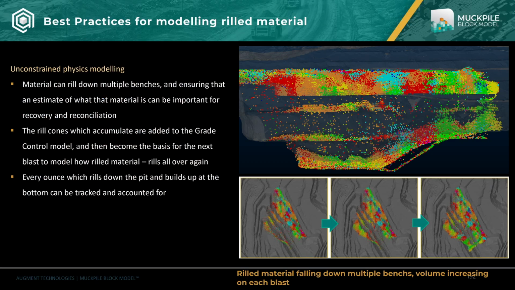But one of my more favorite examples of this advanced functionality is rilling down a pit. This example is actually showing you where material has fallen over 60 meters down through 4 benches, and it actually had to happen consistently. This is in a larger pit where decisions were made decades ago that kind of forced this to happen. It's really not ideal. No one would have planned for this, but nonetheless, you can see in the 3 plots at the bottom, with each subsequent blast we're able to re-simulate how rilled material now rills again and rills for a third time to populate an accurate estimate of rill cones that are forming at the bottom of this pit.